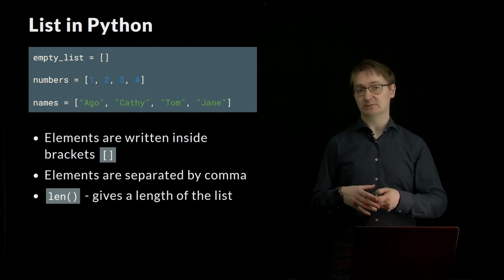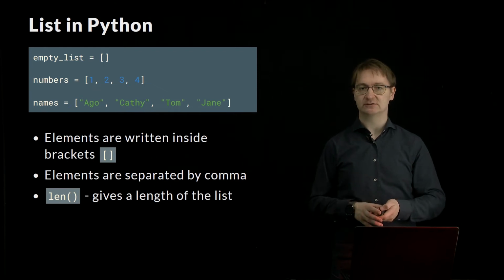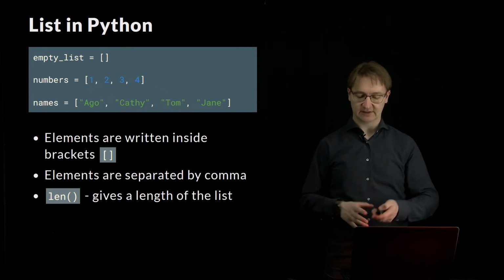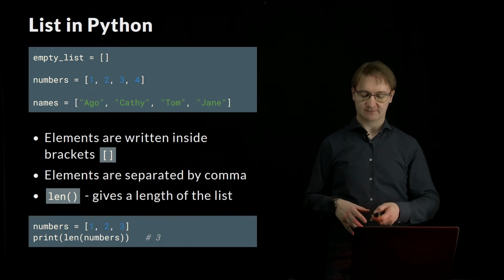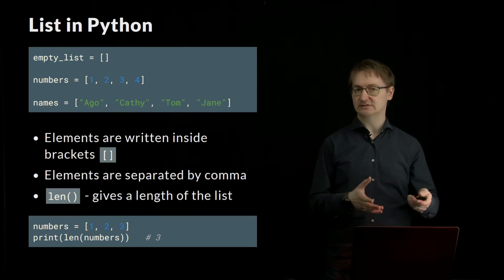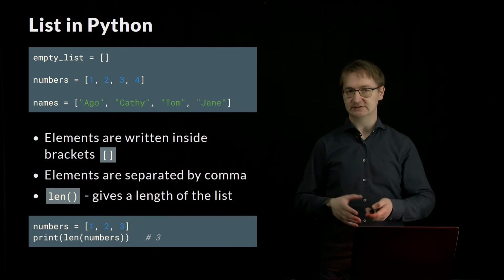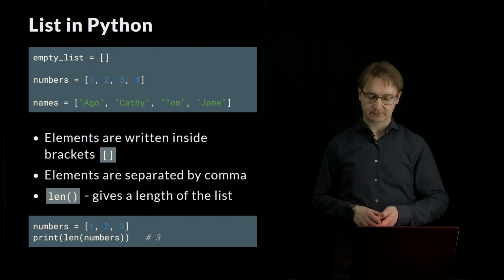And if you want to know how many elements are in the list, you can use the function called len, or length. For example, if you have a variable numbers and we want to print out the number of elements inside it, then we can use len and add the variable inside this function.